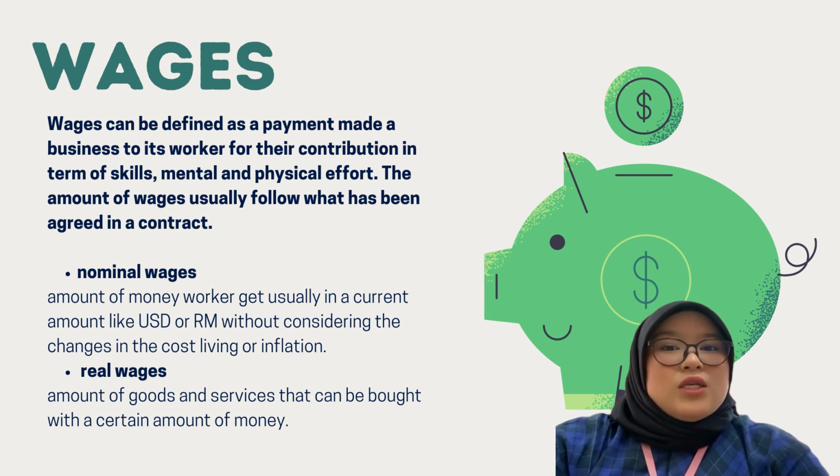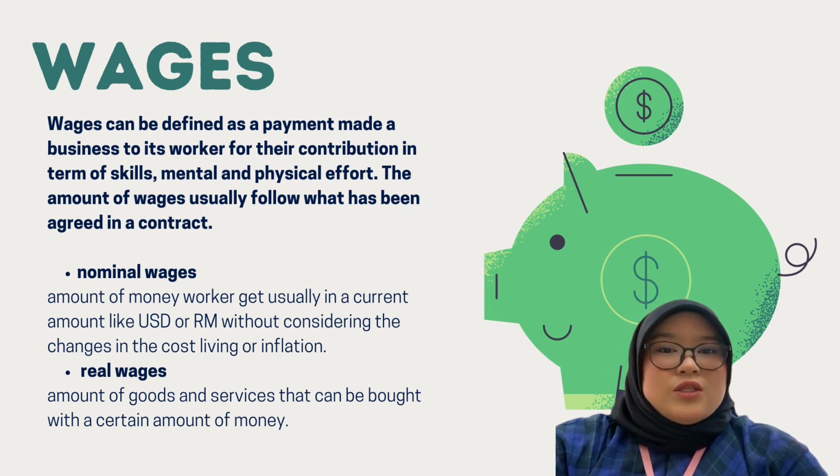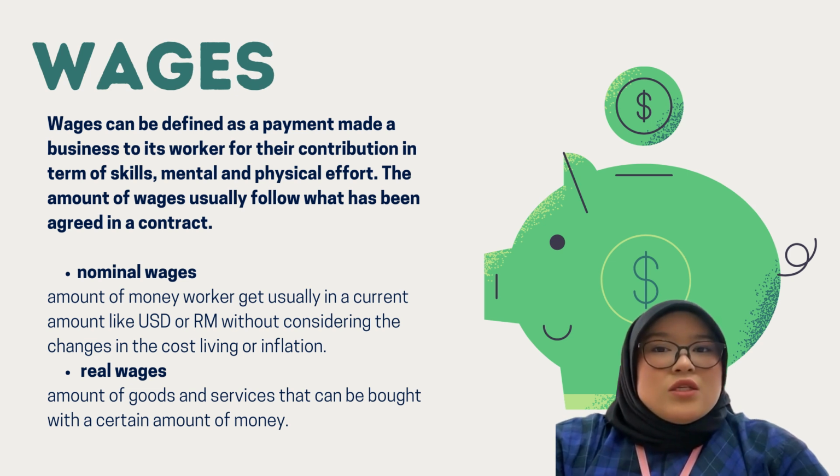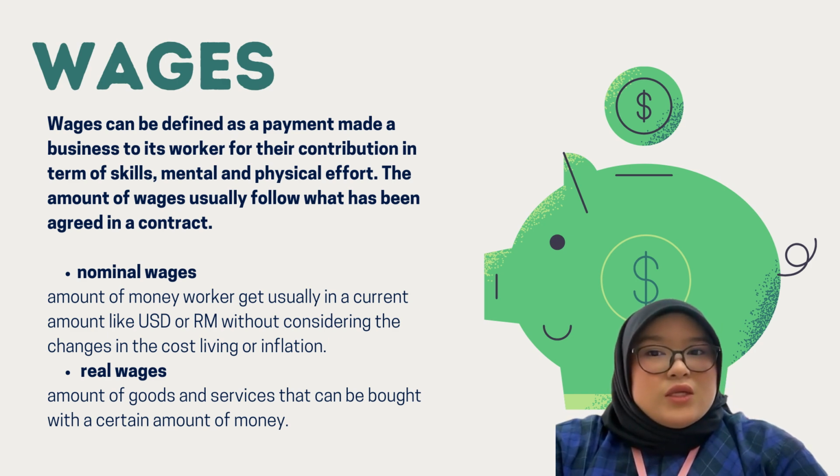And real wage is the amount of goods and services that can be bought with a certain amount of money. For example, when the price increases due to inflation, the purchasing power will get lower, and it means that the nominal wage stays while the real wage will get lower.